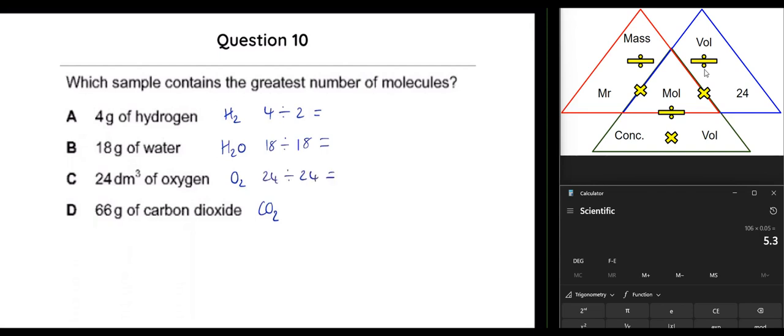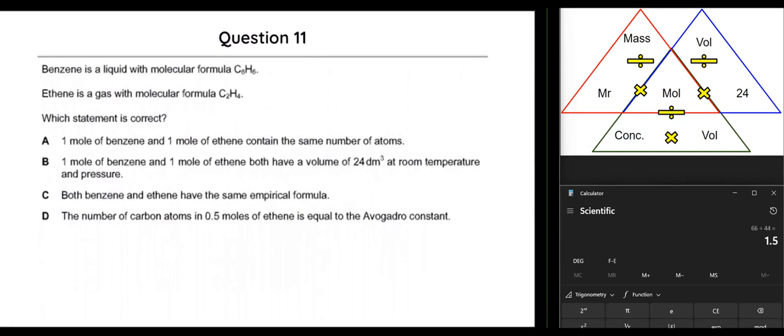And we've got 66 grams of carbon dioxide. So we've got 66 divided by 12 plus 16 times 2. So let's do that one first. 12 plus 16 times 2 gives us 44. So 66 divided by 44 gives us 1.5 moles. 24 divided by 24 gives us 1. 18 divided by 18 gives us 1. And 4 divided by 2 gives us 2. So what's the greatest number of molecules? Well, that's the one with the greatest number of moles. The answer must be A, 4 grams of hydrogen.